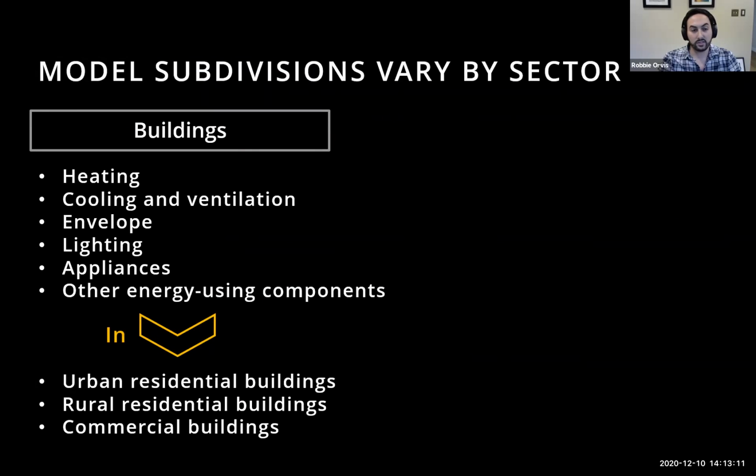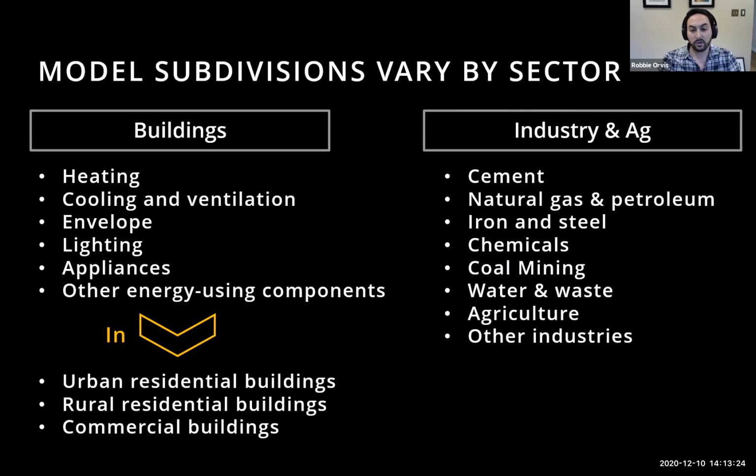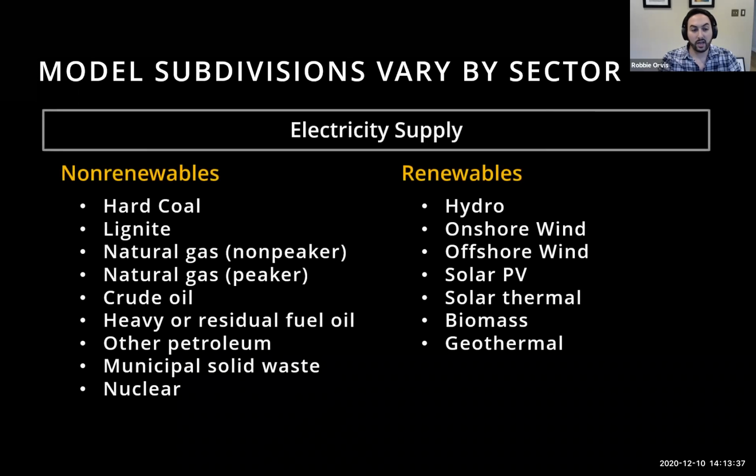So I won't go into all of this, but the model is heavily subdivided by sector. For example, in buildings, we have 6 different end uses across 3 different building types, and each of those end uses has up to 9 different fuels that can be used. Industry is broken out into 7 specific industry categories and 1 other industry category. And again, each of these can use up to 9 or so different fuels. We have a lot of different electricity power plant types in the model, which are included here.